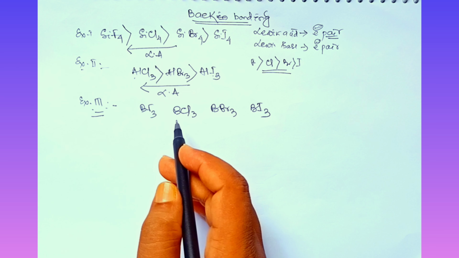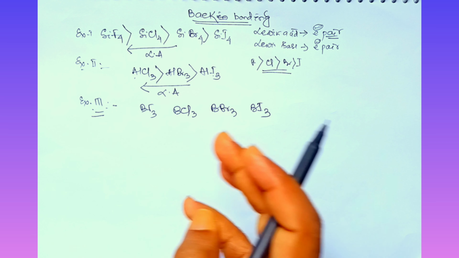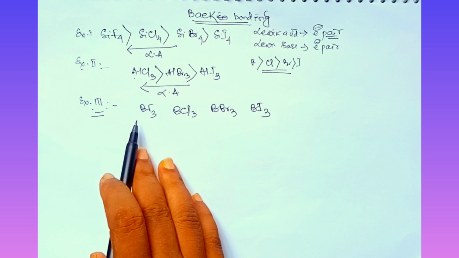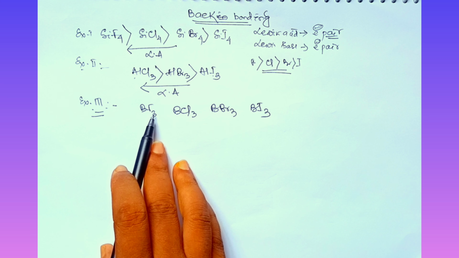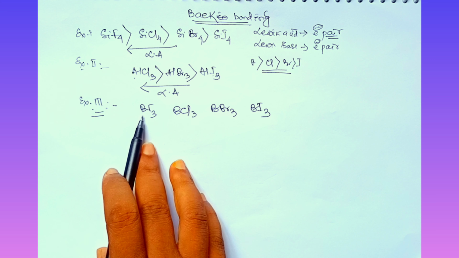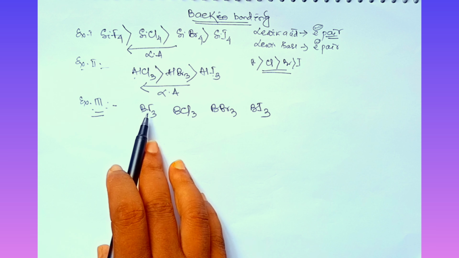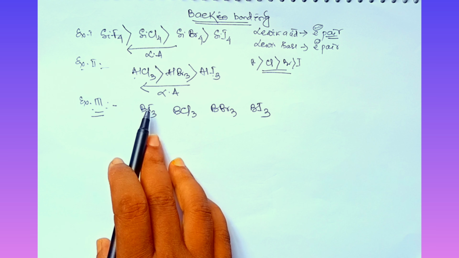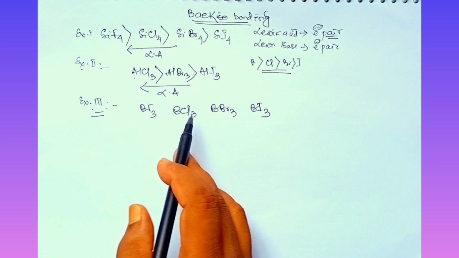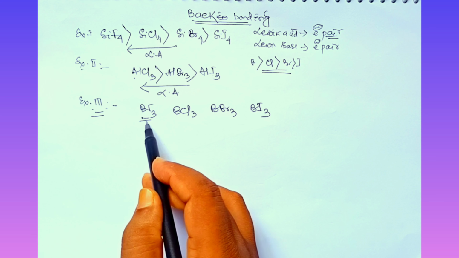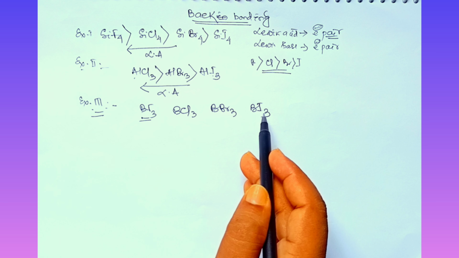Here the back bonding is very good due to the very effective overlapping between the orbitals. Here back bonding takes place between the 2p of boron and the 2p of fluorine. So it's a 2p-2p back bonding, a very effective back bonding. So in this case we consider the concept of back bonding, and accordingly we will decide the Lewis acid character. Back bonding will be more in BF3, then BCl3, then BBr3 and BI3.